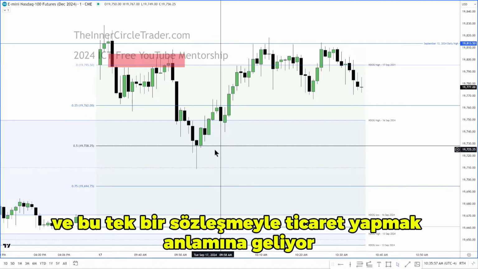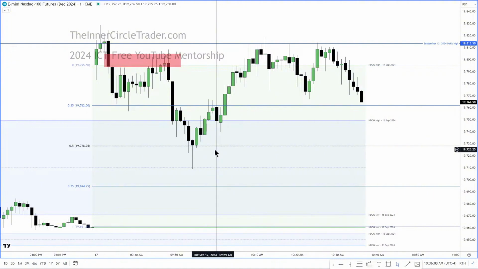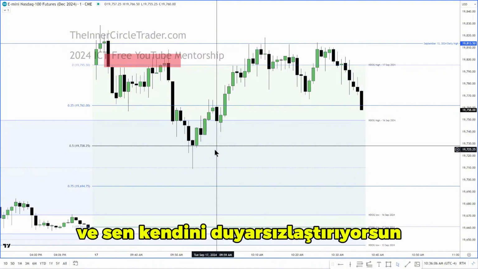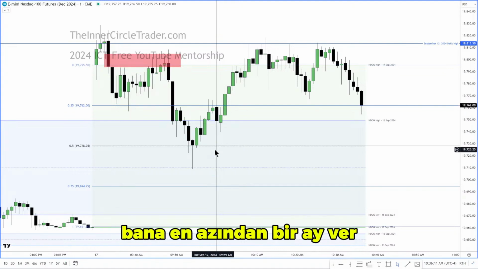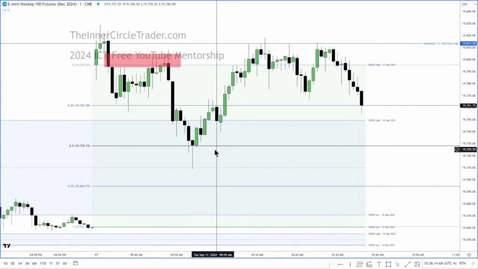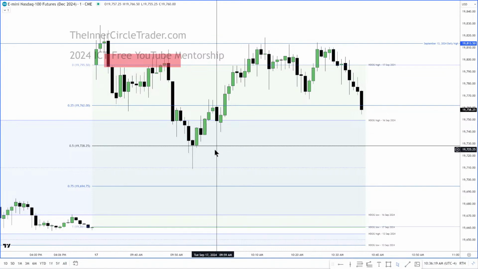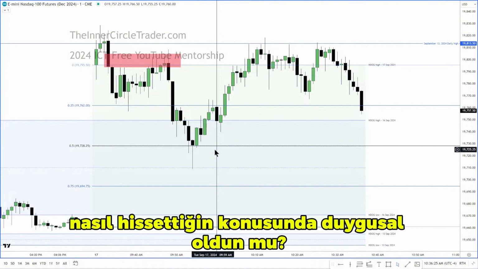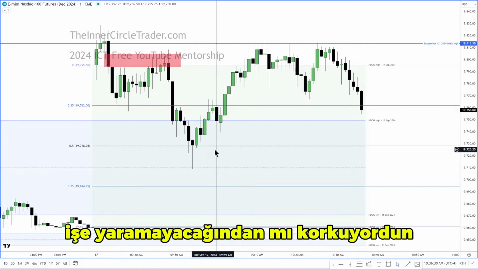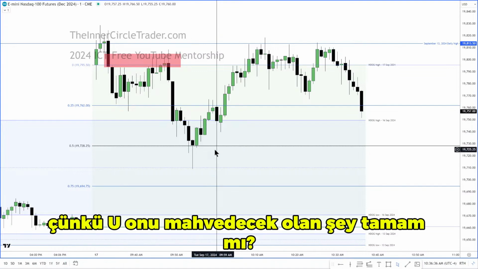And that means trade with one contract, the smallest contract, the micro. And you desensitize yourself to the importance of the money. Take that part out of it for weeks, give me at least 1 month where you're doing this every single day, so that you have a whole month of data. And then see what you were recording about what you felt when you were doing it, watching it, observing it. Did you get emotional about how you were feeling you're going to be right and conquering? Were you fearful that it wasn't going to work? You have to get that baseline measurement about you because the you is what's going to mess it up, okay?